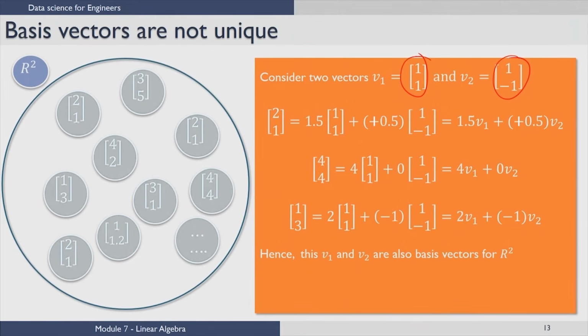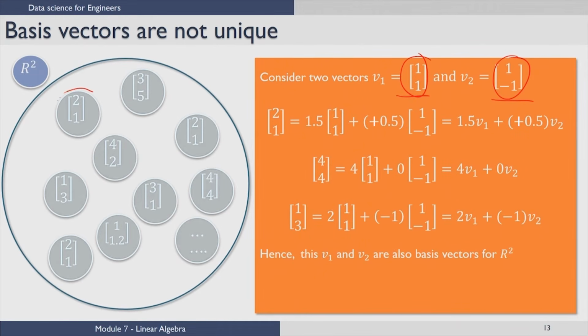If I multiply this vector by any scalar, I will never be able to get this vector. So, for example, if I multiply this by minus 1, I will get minus 1 and minus 1, but not 1 minus 1. So, these two are linearly independent of each other. Now, let us take the same vectors and see what happens.